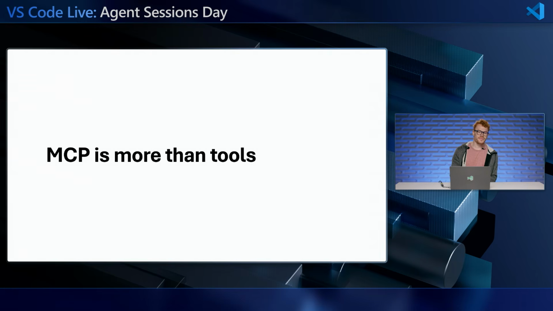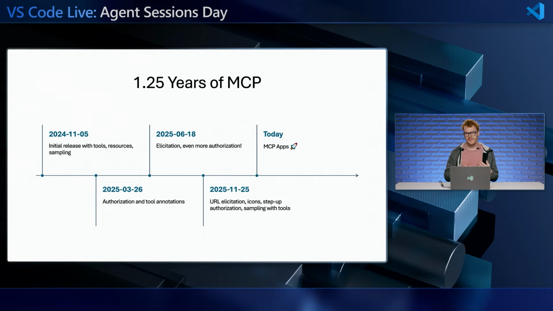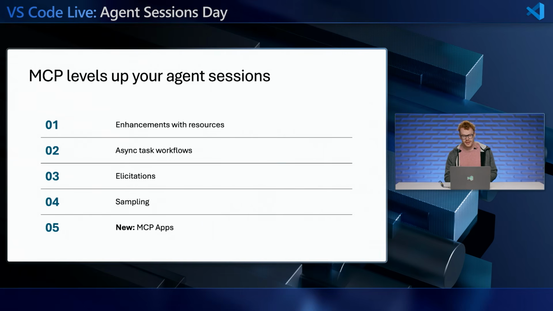But the thing about MCP is that it's more than just tools, and actually tools were the first thing that came around when MCP was first created about a year and a quarter ago. That came with tools and then resources and sampling, and there have been a lot of cool things since then, and I'm going to go through some of them today. There are several things that MCP does over just the CLI or over just a basic tool call. One of those is dealing with resources.